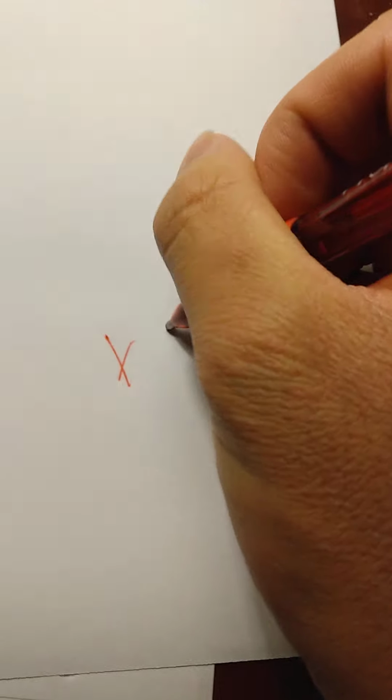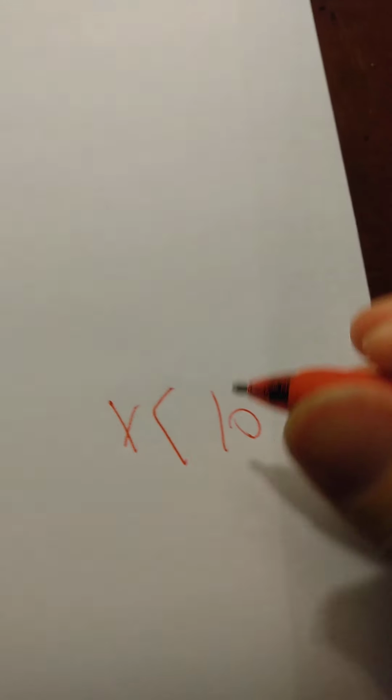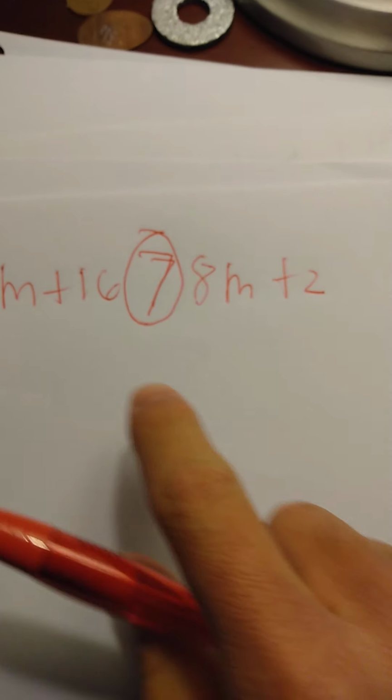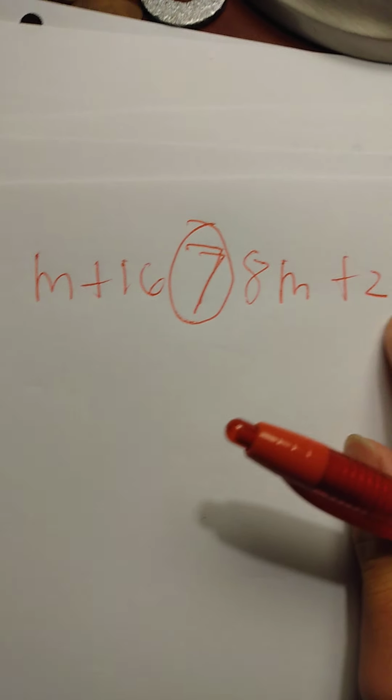Today we're going to have variables on two sides of this inequality. The idea is to simplify it and get to an answer like x is less than 10. We want to get an answer like this. The idea is to simplify.